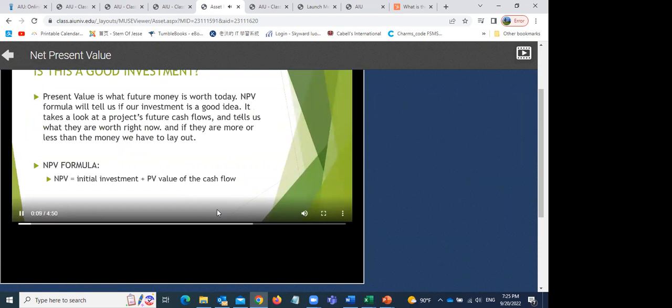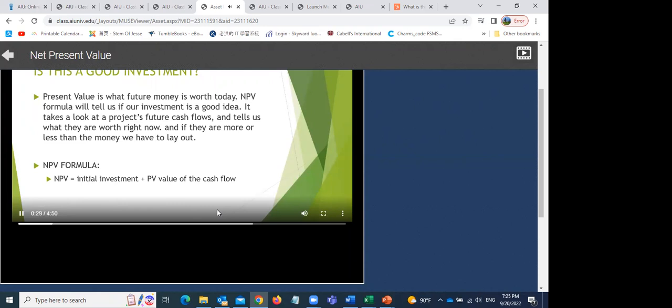So what is net present value? It tells us whether something is a good investment. We learned about present value. Present value is what future money is worth today. Well, the net present value formula takes us one step further. It will tell us if our investment is a good idea.